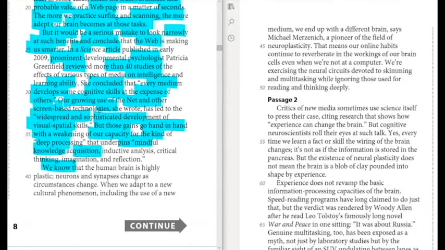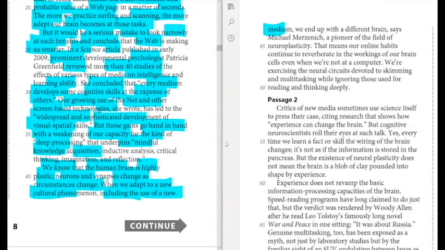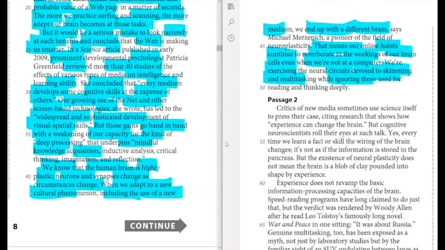We know that the human brain is highly plastic. Neurons and synapses change as circumstances change. When we adapt to a new cultural phenomenon, including the use of a new medium, we end up with a different brain. This means that our habits continue to reverberate in the workings of our brain cells even when we're not at a computer. We're exercising the circuits devoted to skimming and multitasking while ignoring those used for reading and deep thinking. So the biggest thing I noticed there is the idea that we end up with a different brain after we do certain activities. That's a very strong statement, so it definitely stood out to me.